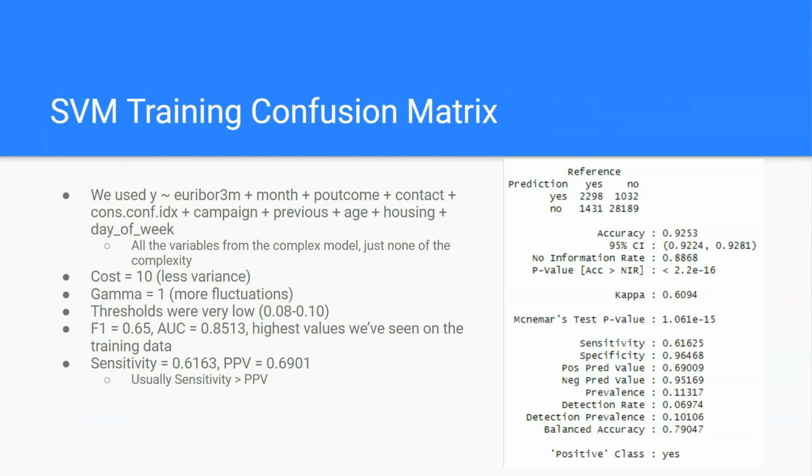Our thresholds were really low, about 8% to 10%. Our F1 score was about 65%. AUC was 85.1%, which were the highest values we've seen on training data. The sensitivity of our model was about 61.6%, which is smaller than the PPV of 69.0%, which is strange though, because across our previous models, like the simple logistic model and the complex logistic model, we see a growing trend of the sensitivity being greater than the PPV.